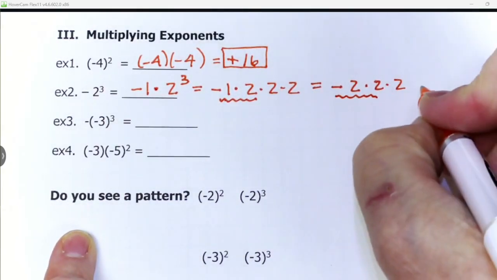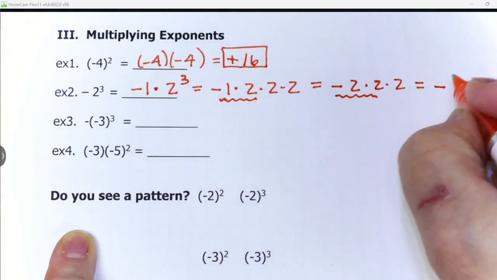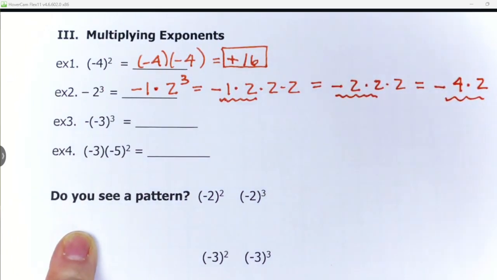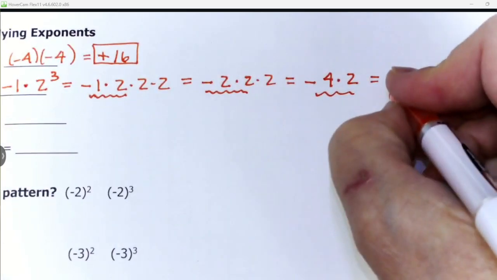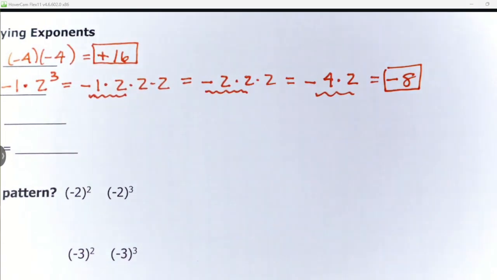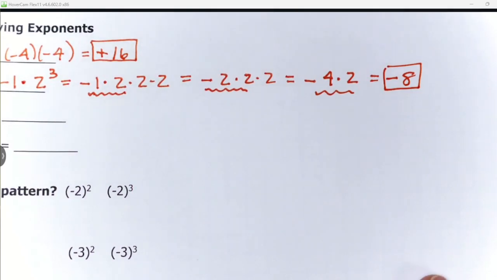So the next 2. A negative times a positive is a negative. 2 times 2 is 4. Keep going to the right. A negative times a positive is a negative, and 4 times 2 is 8. So you just go left to right, multiplying or dividing until you get to the end.